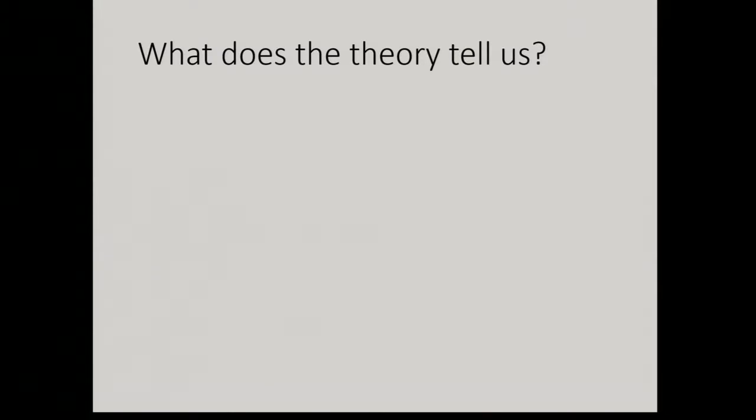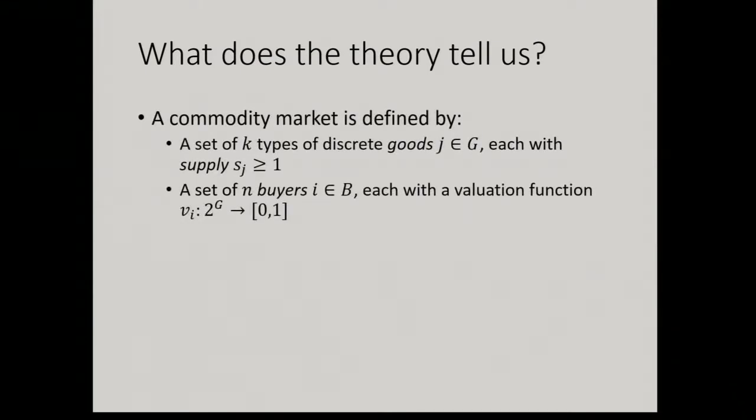Okay. So let's think for a moment about what the theory tells us about why this might be, in a discrete allocation problem. I want to talk about a particular, simple object, a commodity market, which I'm going to think of as k types of indivisible goods, each of which has some supply. And there's going to be a set of buyers, and each is going to have some valuation function which maps bundles of goods to a real number, how much they like that bundle. And an allocation is just a function mapping buyers to some bundle of goods.